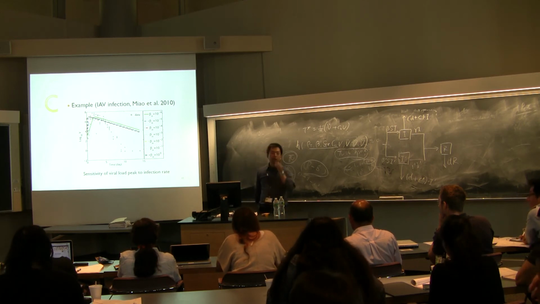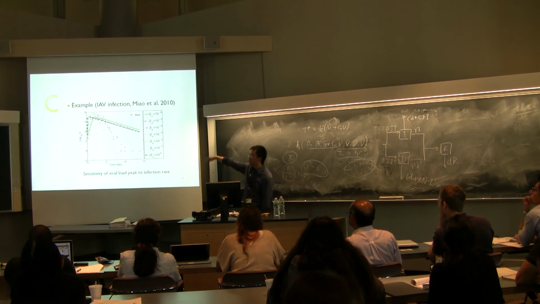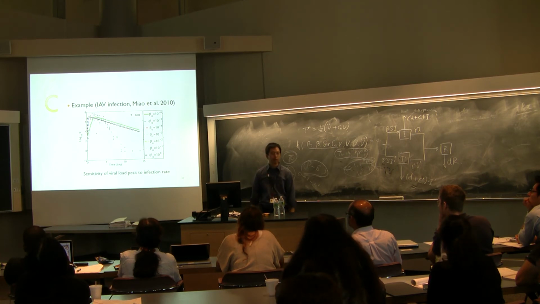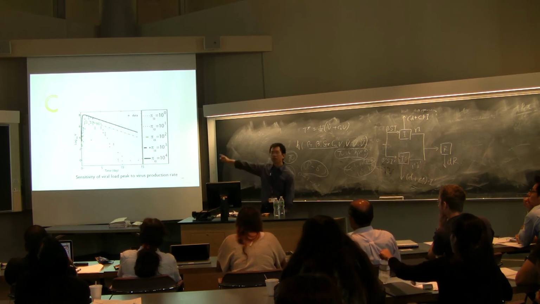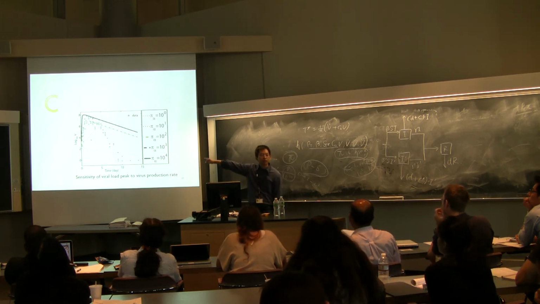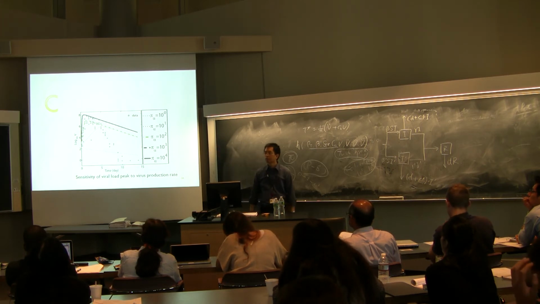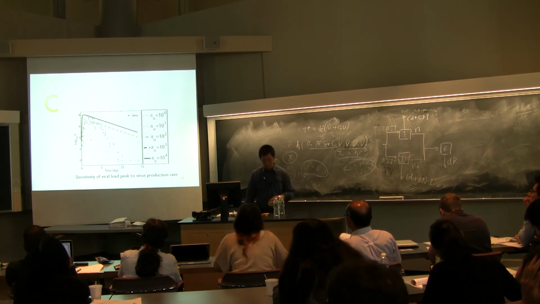And this is the model I mentioned yesterday, right? I changed the infection rate, but the peak of the viral load is almost the same, which means the peak viral load is not sensitive to the infection rate. However, if I change the production rate, the magnitude of the viral load peak changes a lot. Okay, so that will be an example of the sensitivity of parameters.